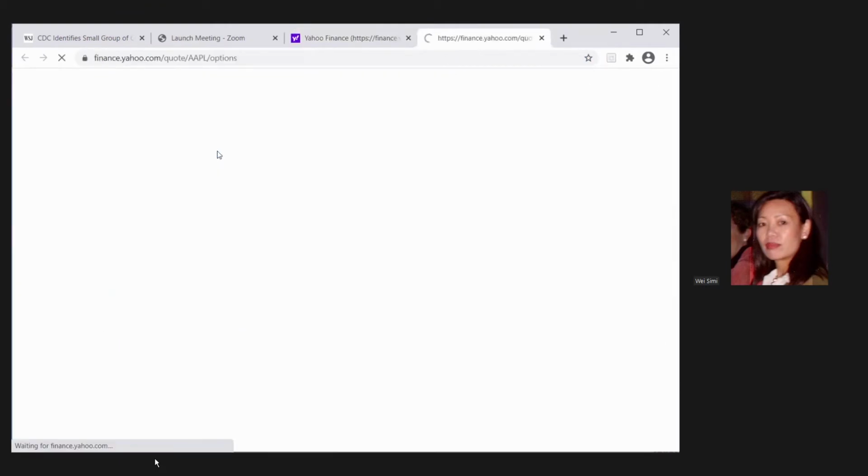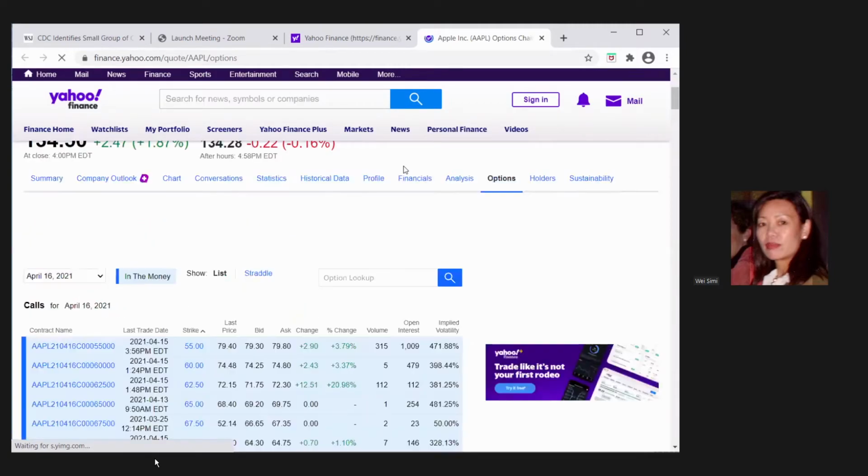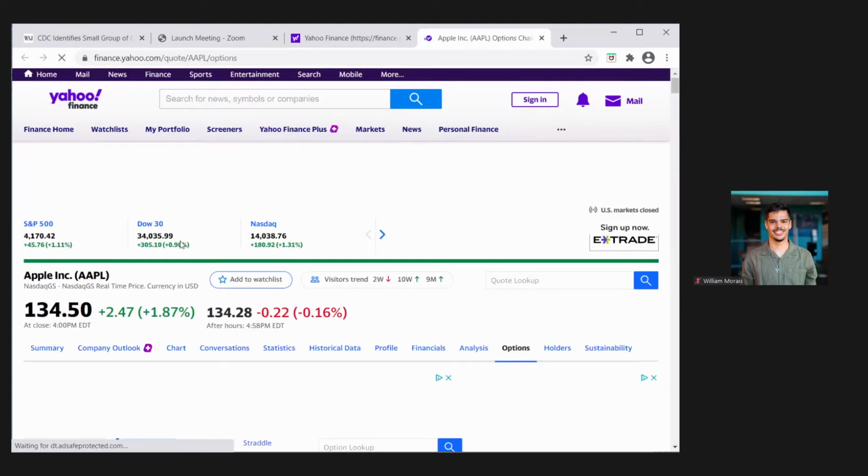Okay, Yahoo Finance, I do Apple. Can you see my screen? We can see the option chain for Apple. Okay, good. Thank you very much. See, look, I have the options. So this is Apple.